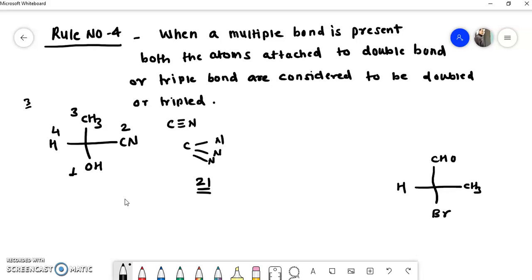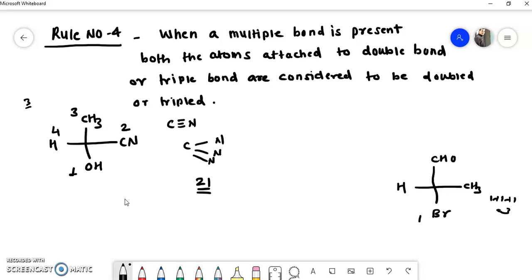Again I will take one example so that it will be clear. See, first priority will go to this bromine. Now for second priority, this is also carbon, this is also carbon. Now see the second set of atoms: this carbon is attached to 3 hydrogen, that means 1 plus 1 plus 1, it is 3.